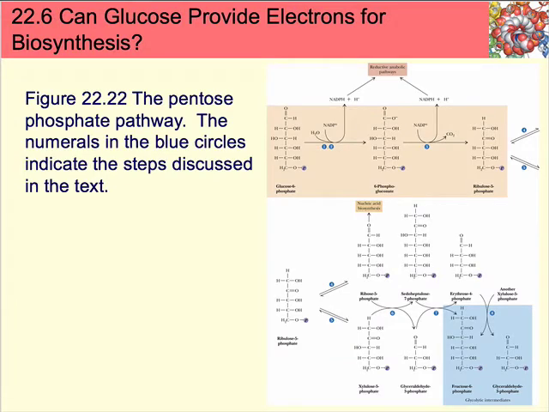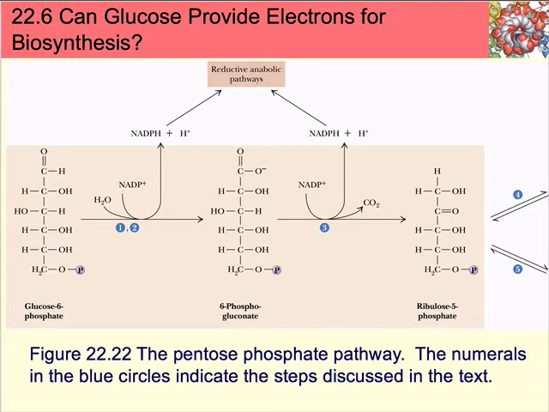The whole pathway is shown here, and it's complex, so we'll take it in parts. This is the pentose phosphate pathway. The numbers in the blue circles indicate the steps that are discussed in your text, and we'll take a look at these one by one. First, here are the oxidative steps that we mentioned. A glucose 6-phosphate is converted to a 6-phosphogluconate, and then to a ribulose 5-phosphate. Both of these are oxidative processes.